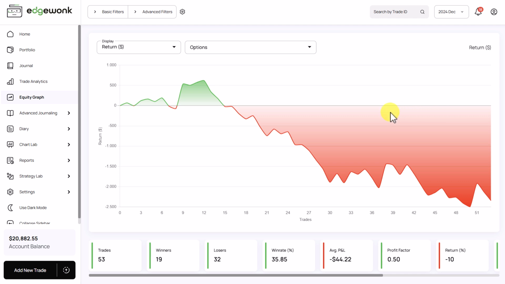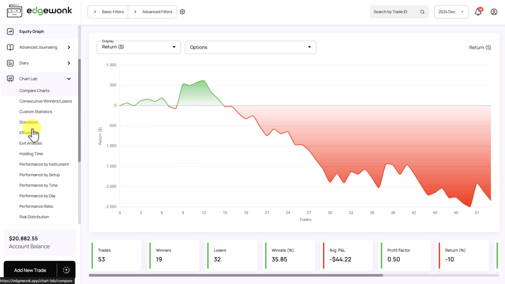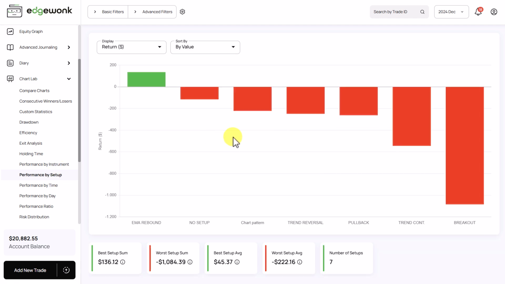How do you fix your trading when your equity graph looks like this? You can see we have 53 trades here, a total win rate of only 35% and a return of minus 10%. So it doesn't look good, but how can we fix this and what should this trader do about his trading?